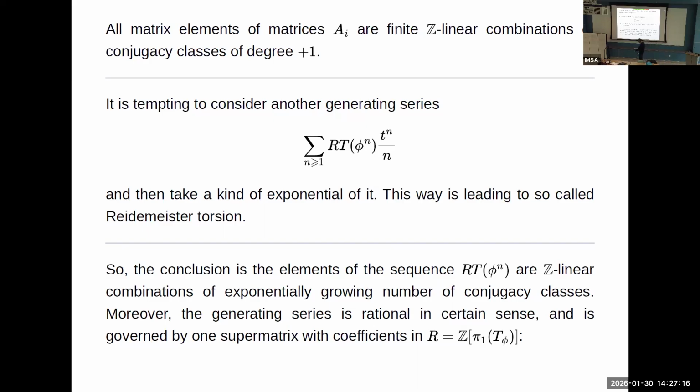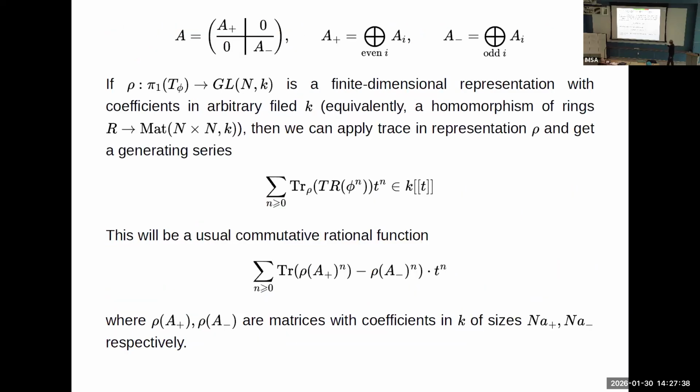A larger and larger collection of conjugacy classes, and this whole thing is rational because you can describe it in terms of finitely many matrices with finitely many combinations, and the whole thing is governed by some supermatrix with coefficients in this group ring. Because with the deterministic sum, we can just take all even contribution from even dimensional cells to the plus part and odd dimensional cells to the odd part.